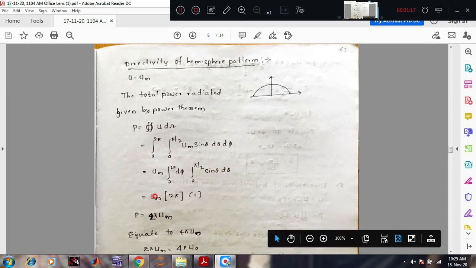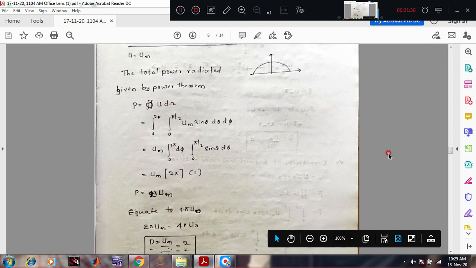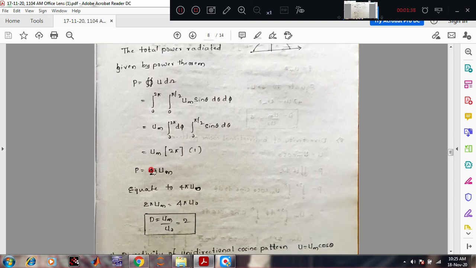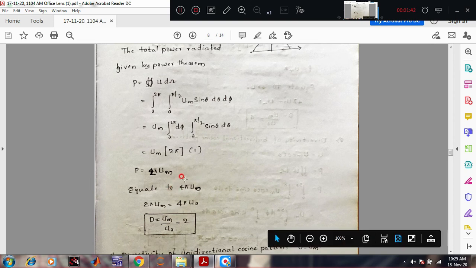So Um as it is. The integration from 0 to 2 pi with respect to d phi will be 2 pi. The integration from 0 to pi by 2 of sin theta d theta will be 1. So the total power radiated will be P equal to 2 pi Um, right? Next, we need to equate this answer to 4 pi U naught, which is the power radiated by an isotropic antenna. Therefore 2 pi Um is equal to 4 pi U naught.